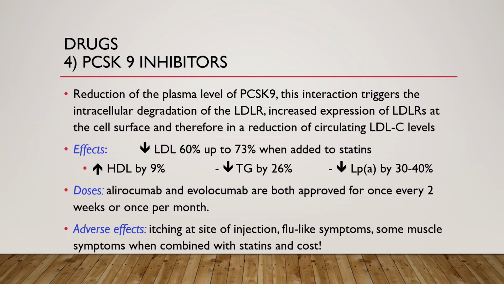The two approved drugs, alirocumab and evolocumab, are both approved for once every 2 weeks or once per month subcutaneous injection. The major adverse effects that have been reported for these drugs are itching at the site of injection and flu-like symptoms. Some muscle symptoms have been claimed when combined with statins, and the most important thing is that they are very costly and not cost effective in some countries, and also for some patients you cannot give these drugs.